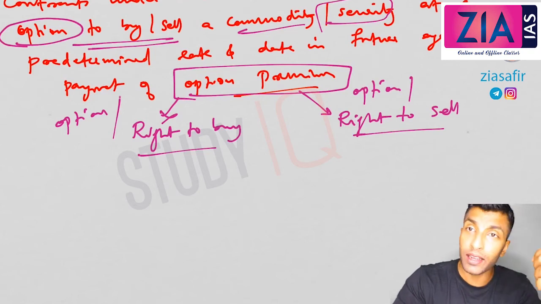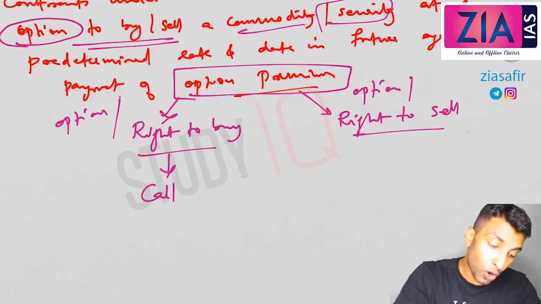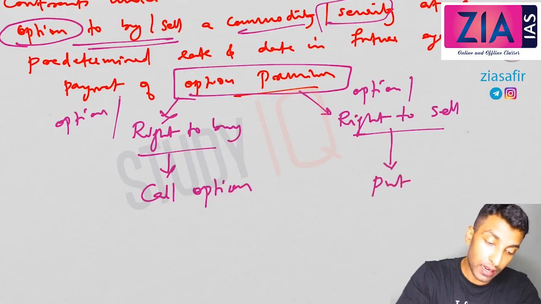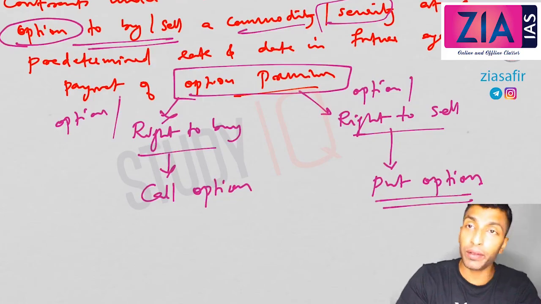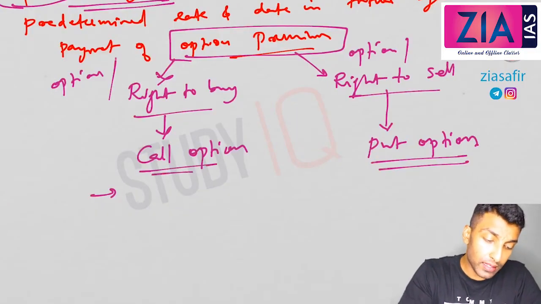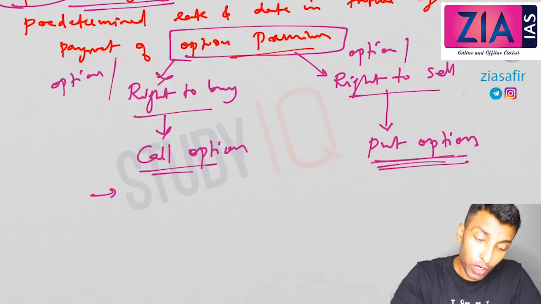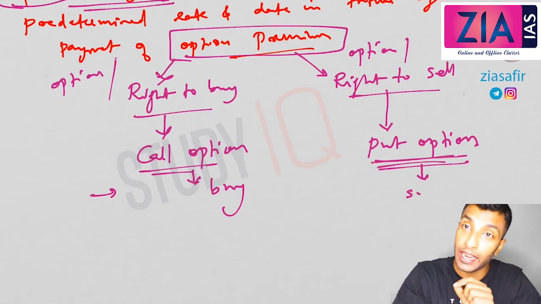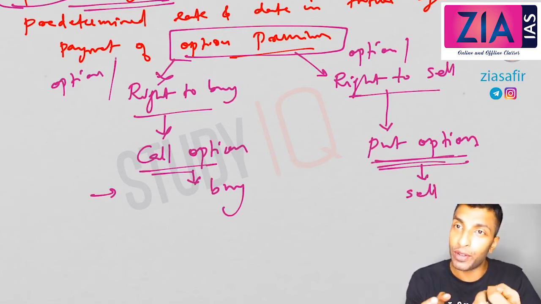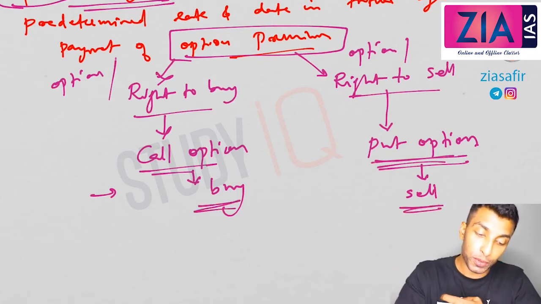Now right to buy is what you call a call option. Right to sell is your put option. So in call option, you are buying a right. In put option also you are buying a right, but here you are buying a right to buy, and here you are buying a right to sell. You are paying a premium and you are getting an option to buy or sell.